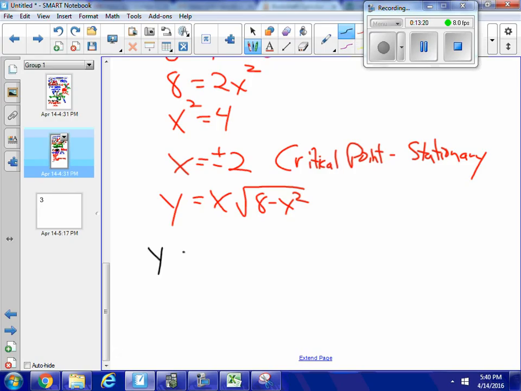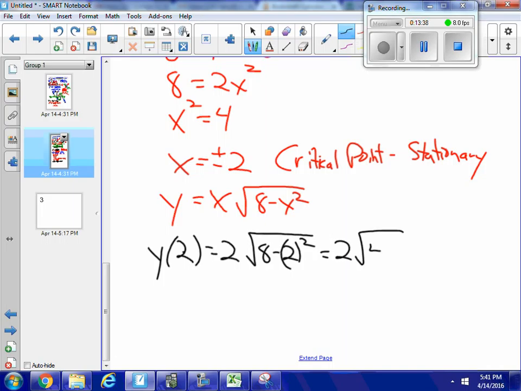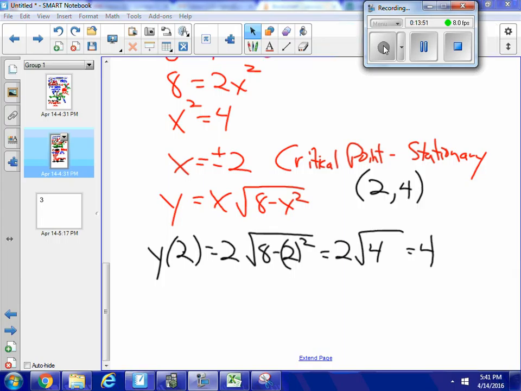Well, y of 2 is equal to 2 times the square root of 8 minus 2 squared. So that is equal to 2 times the square root of 4. So it's equal to 2 times 2, which is equal to 4. So one of my critical points is the point (2, 4). What about the other critical point?